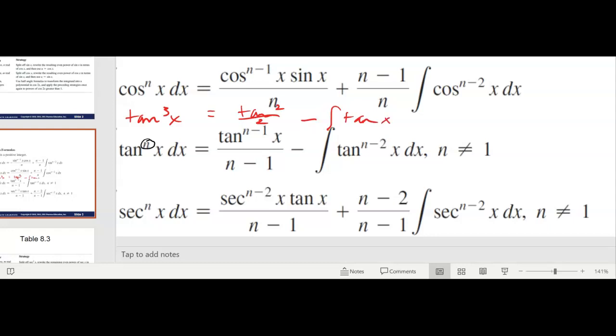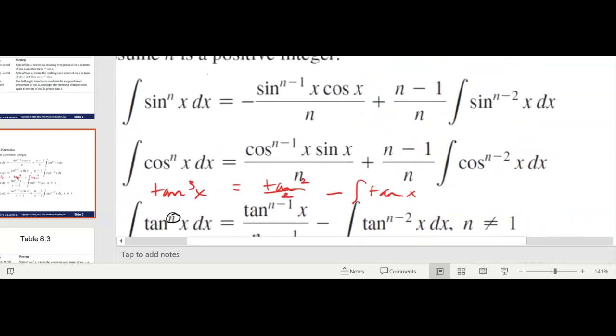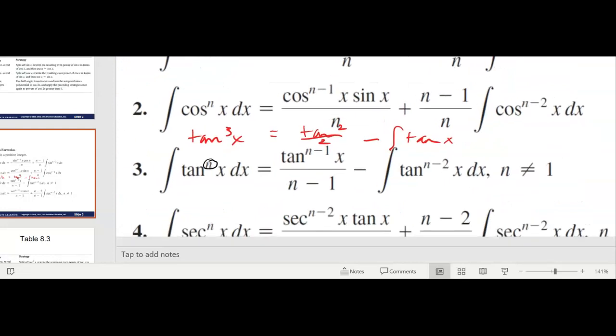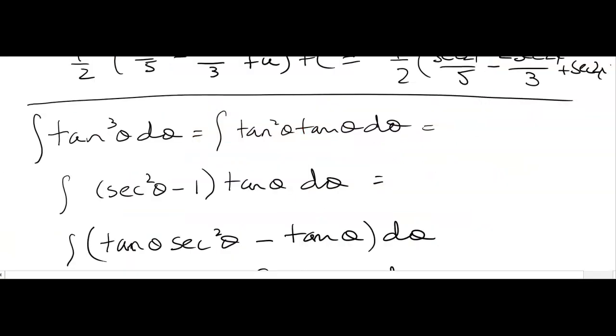These are our reduction formulas that you can choose to memorize. So the reduction formula for tan says reduce the power, divide by what you reduced by, subtract the integral of the power reduced by 2. So let's go back to our notes.